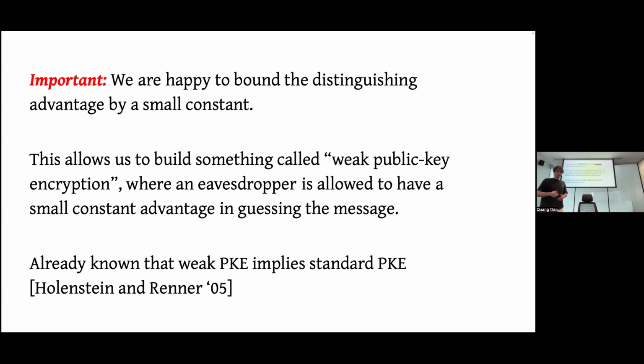Now I pause to make an important comment, which is that we're okay to bound the distinguishing advantage between these two cases by a constant. When we apply our whole construction, this allows us to build something called weak public key encryption. In weak public key encryption, we say that an eavesdropper might be able to guess some of the bits that were transmitted, but they still have some disadvantage. Like they still get a constant proportion of the bits wrong. And it's already known by a work of Holenstein and Renner that we can turn any weak public key encryption scheme, as I've just described, into standard public key encryption with the standard notions of security.